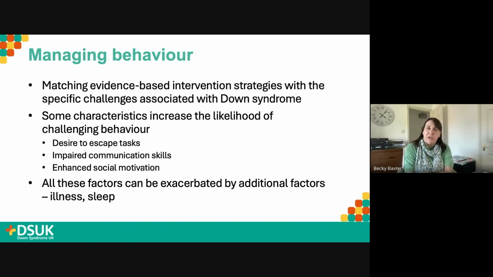If you look at the literature, there are some characteristics which may increase the likelihood of some of these unwanted behaviours. So in research, Down syndrome is associated with a desire to escape tasks. Particularly, I would say that's linked to the idea that children are sensitive to failure and don't want to get things wrong. They're very quick to pick up on, yeah, brilliant, well done, versus, oh, no, not quite, have another go. Or I'll do that one again. I'm not so keen on doing that one again.